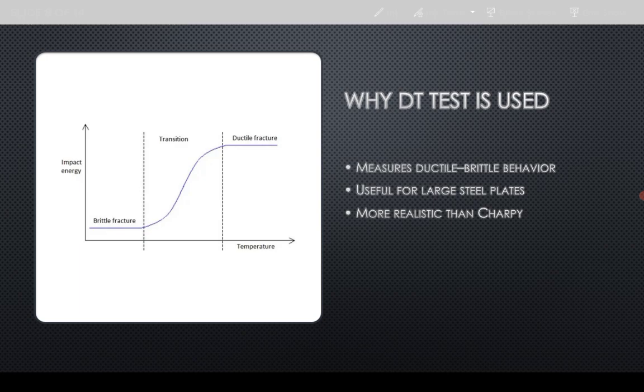So why is the DT test used? It measures the ductile to brittle behavior, useful for large steel plates, more realistic than Charpy, which uses standard small specimens, while here the higher thickness of materials can be tested. It gives a quantitative measure of fracture toughness, simulates conditions similar to large structures, pipelines, pressure vessels, etc. Useful in understanding transition from ductile to brittle behavior.